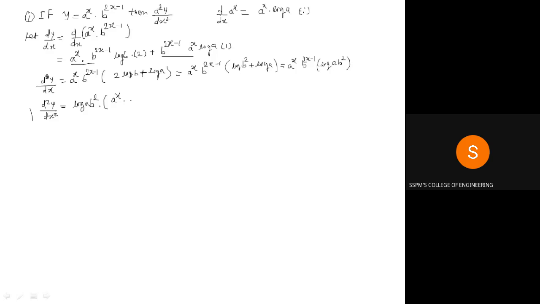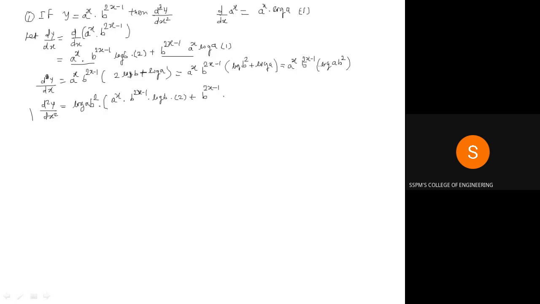And what is the derivative? b raised to 2x minus 1 into log of b. Is that completed? No. Into the derivative of the index of b with respect to x, and it is 2. So you will get 2, plus the second term as it is, that is b raised to 2x minus 1. So keep this as it is.